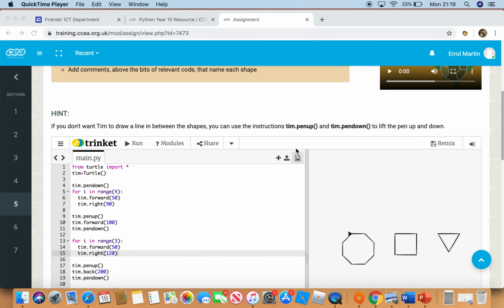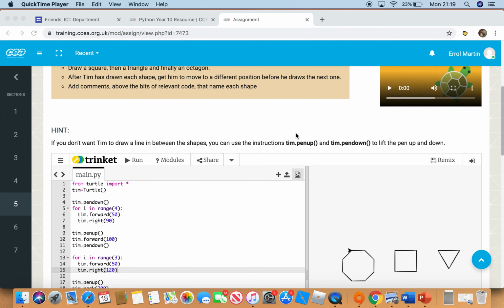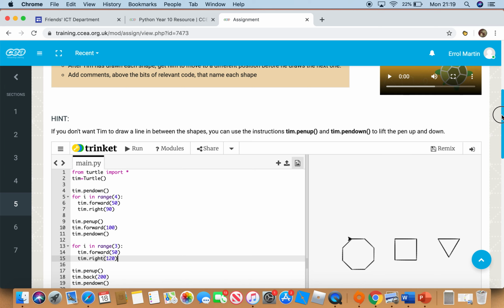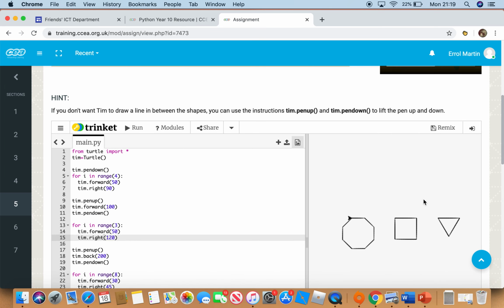Hopefully you've had a chance by now to at least attempt a solution to drawing the three shapes using Python Turtle. Now your solution should look somewhat like this. It may not be on the same scale. Your shapes may look a bit bigger, there might be more space between them, but certainly you should have three shapes: an octagon, a square, and a triangle.